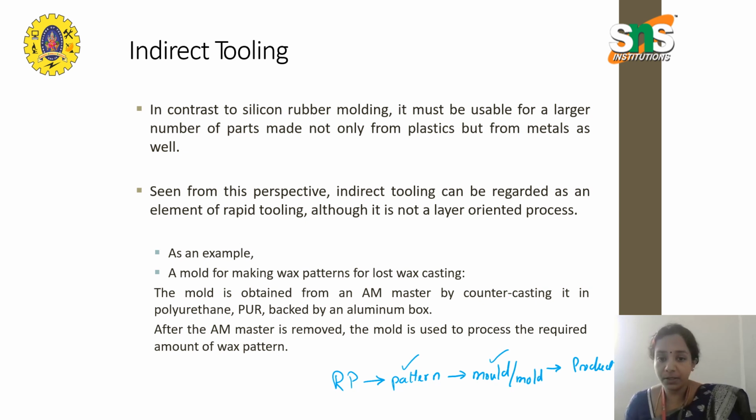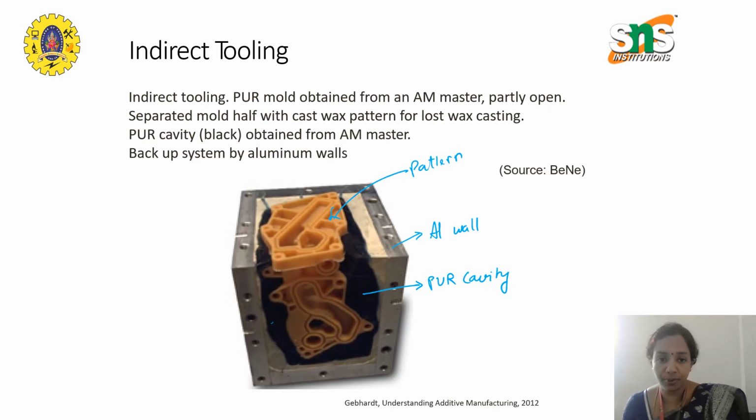Seen from this perspective, indirect tooling can be regarded as an element of rapid tooling, although it is not a layer-oriented process. As an example, a mold for making wax patterns for lost wax casting. The mold is obtained from an additive manufacturing master by counter casting it in polyurethane (PUR), and it is backed up by an aluminum box. After the additive manufacturing master is removed, the mold is used to process the required amount of wax patterns.